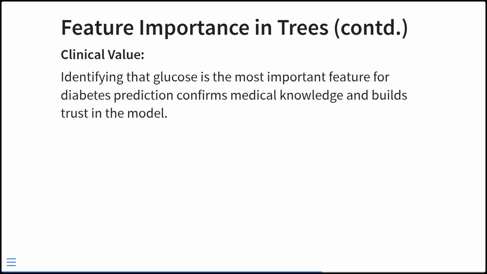So identifying that glucose is the most important feature for diabetes prediction confirms medical knowledge and builds trust in the model. Decision trees actually show the feature importance. When you look at the topmost feature, it gives you a lot of information regarding your data. This particular feature is very important in classifying patients with this particular disease.